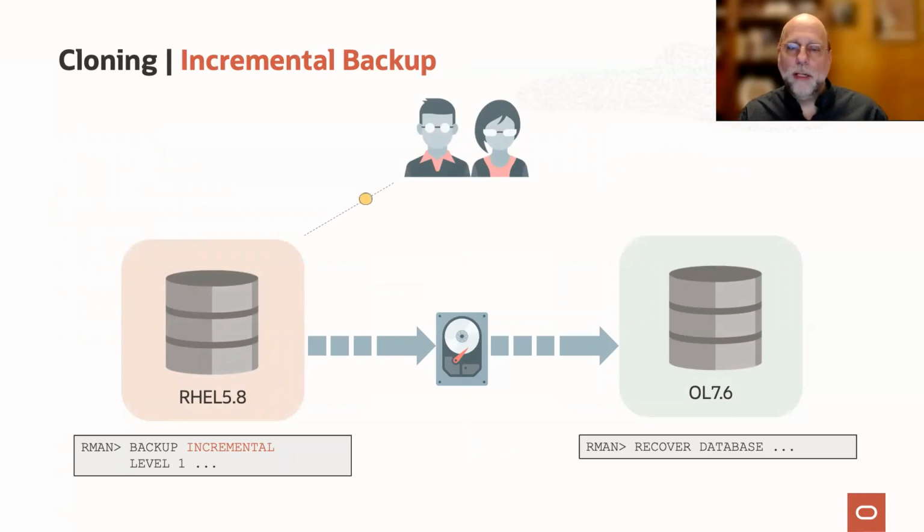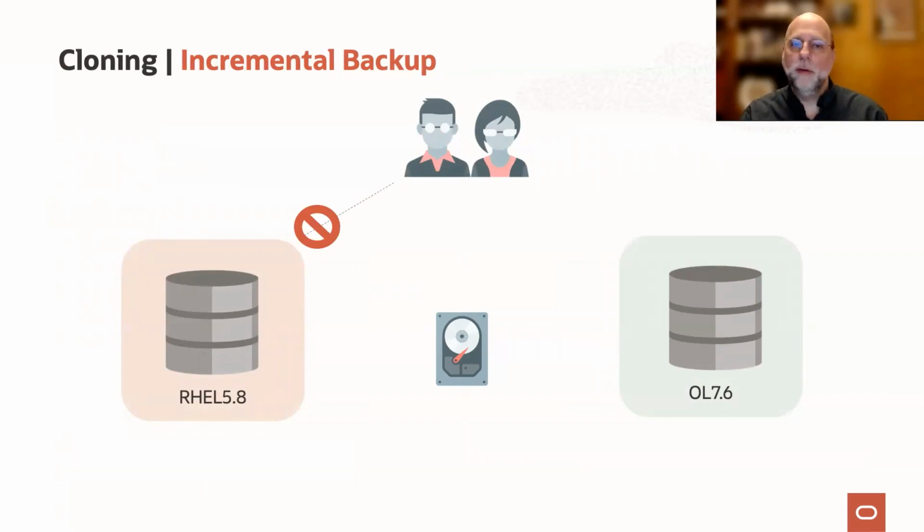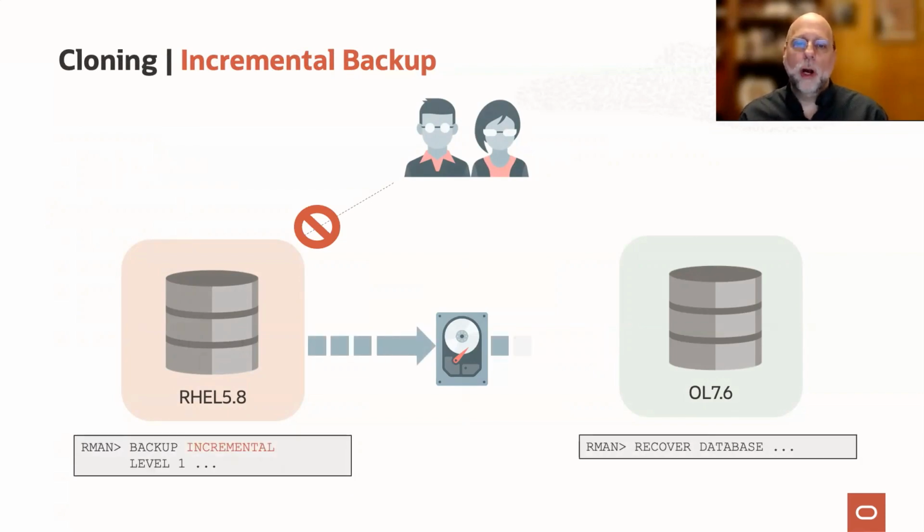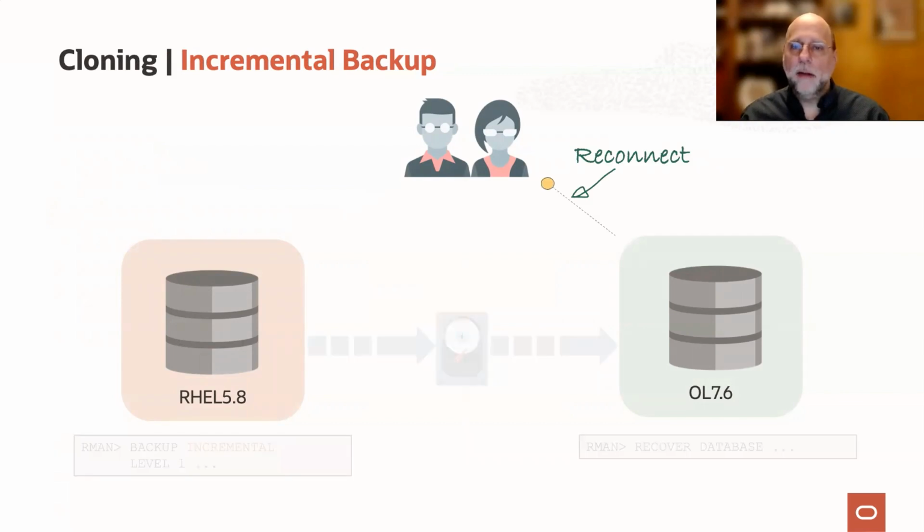Now, once you're ready to make the switch and go live, at that point, we do have to disconnect the users because then we need that final level 1 backup. We're going to bring that over, recover it on top of the previous level 0 and level 1 backups on the target system. And once that is complete, then the users can reconnect.